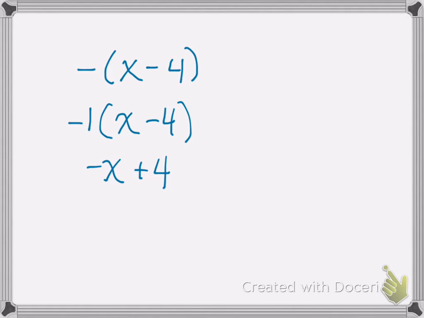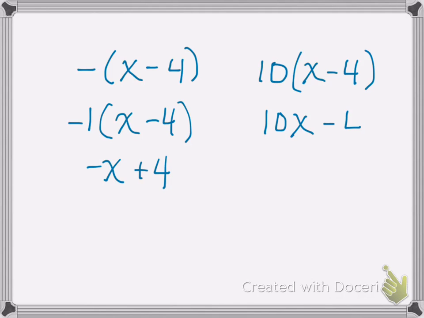All right, likewise, if I had some kind of constant or number out in front of a parentheses like this, it's telling me to multiply everything inside by that number. So I would have 10 times x minus 10 times 4, which is 40. Okay, so that's all good.